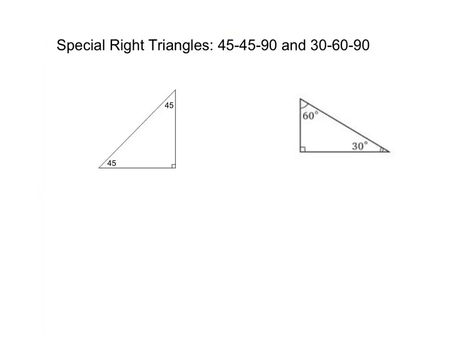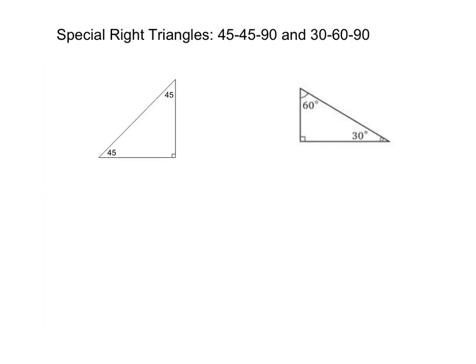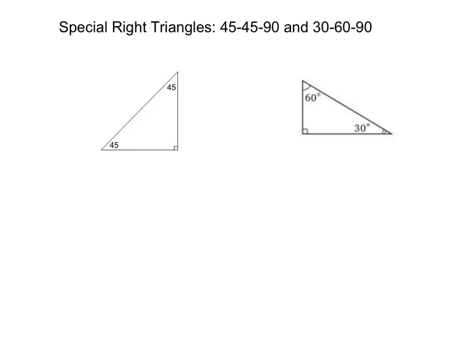If you have an isosceles right triangle, then all three of the angles have to add up to 180 degrees. And since it's isosceles, that means that these two sides are the same. There's a special relationship between the hypotenuse, which is this long side here, and the two legs. So this is the hypotenuse and these are legs.